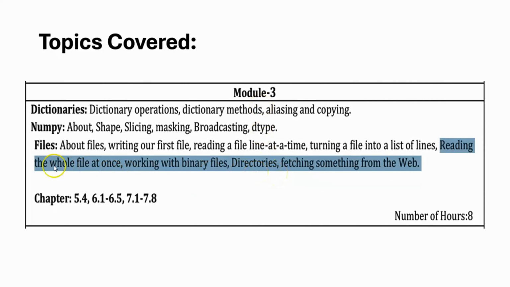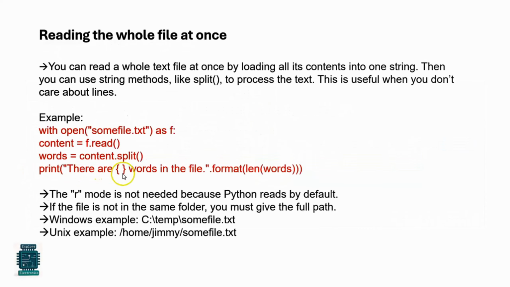Let us start with reading the whole file at once. Here you can read a whole text file at once by loading all its content into one string. After that, you can use string methods like the split method to process the text, and this is useful when you don't care about the lines. Irrespective of how many lines there are, you can easily read the whole file at once by using the split method also.